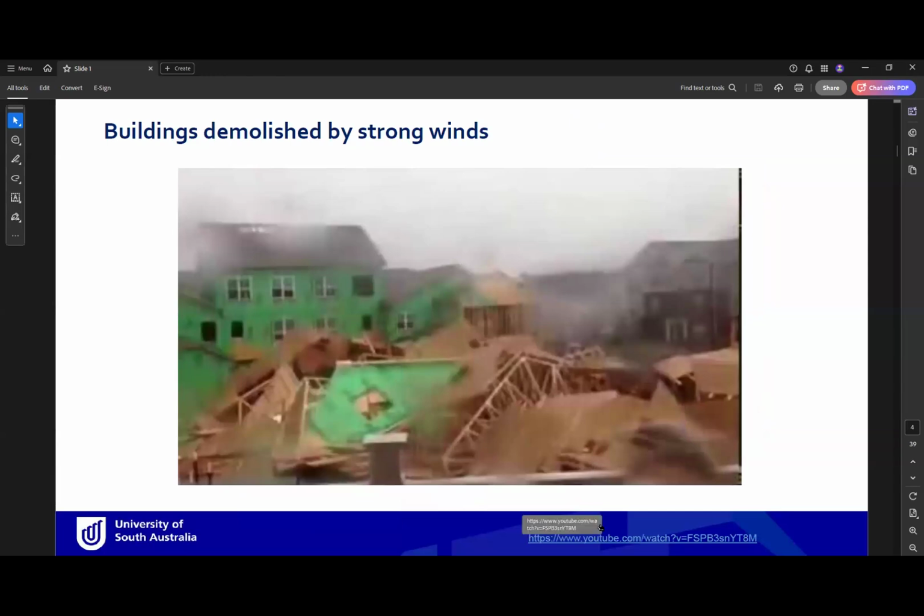I will show a video with some of the damage that can be done by the wind.